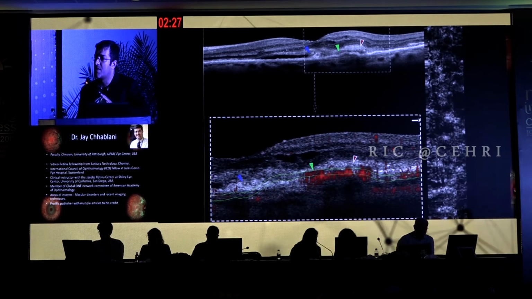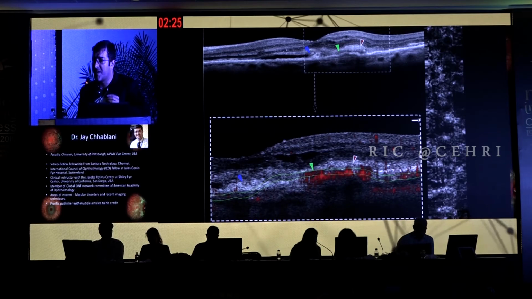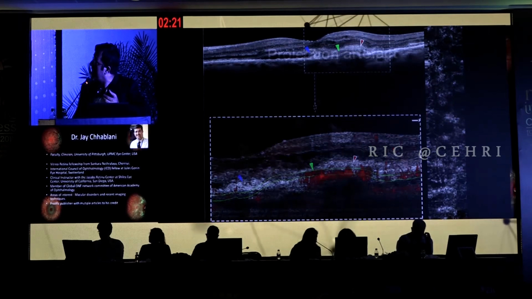which can give us some clue how much vascular component is still there in the SHRM, and whether we can do something about it. However, this is a very interesting image from the same paper which talks about the projection artifact.